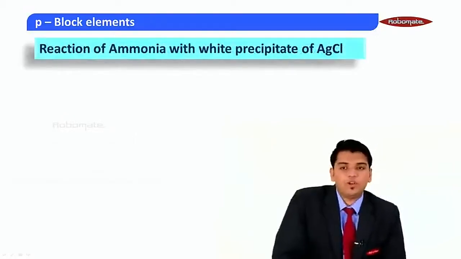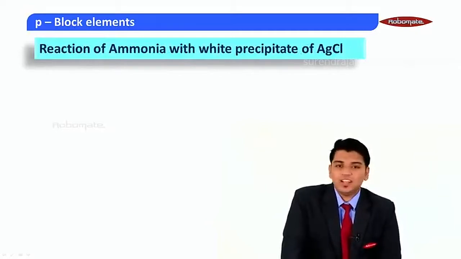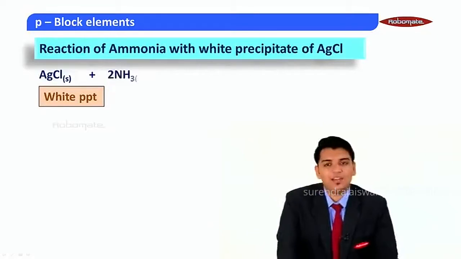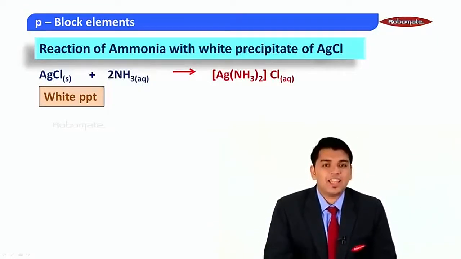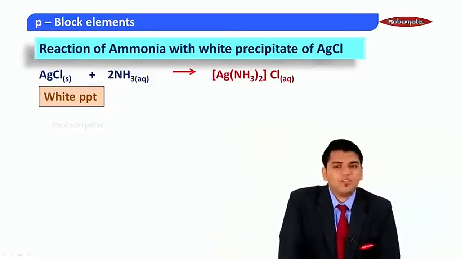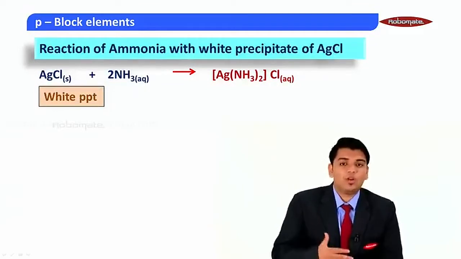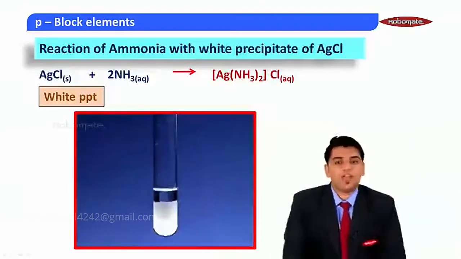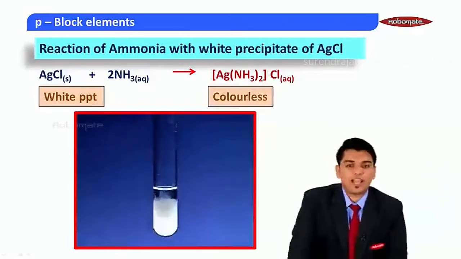Then we have a look at reaction of ammonia with a white precipitate of AgCl. Now we take white AgCl, which is a white precipitate. To that we add ammonia. As a result, we get a coordinate compound, that is [Ag(NH3)2]Cl in the aqueous state. Now AgCl is a white precipitate, and when we add ammonia, what happens to the color of the reaction? Let us check. So we have AgCl, and now when we add ammonia, it turns colorless. So the coordinate compound that we got is colorless.